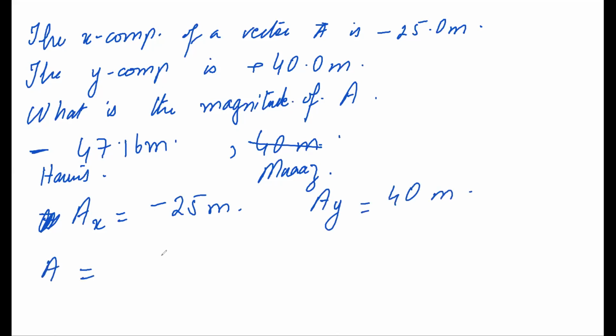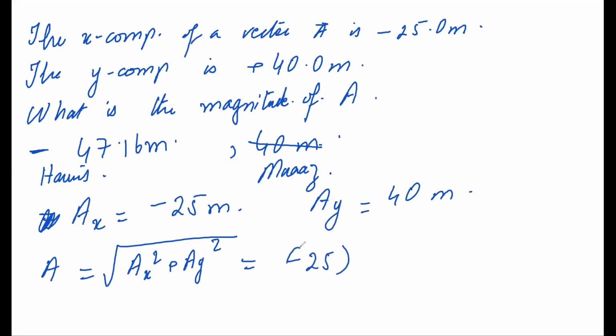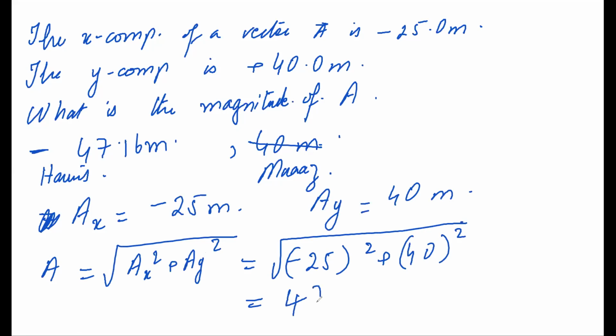And therefore, A is equal to, for the magnitude, the square root of x component squared plus y component squared, so minus 25 squared plus 40 squared under root, and the answer comes out to be 47.16. So among the choices I gave you, 47 meters, that's correct. In fact I gave you 47.2, which is also correct if you round this off. So you both get 1 point, Moaz and Haris.